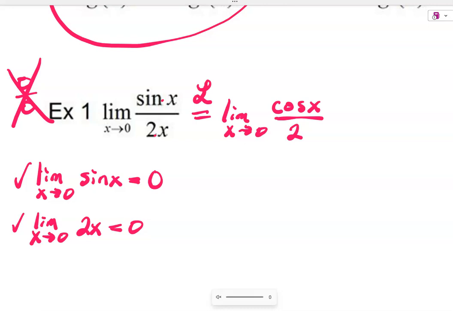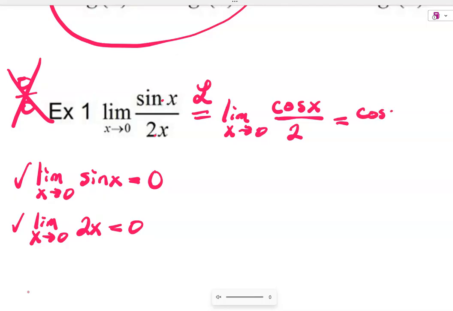You're not doing the quotient rule. You see that? You're going to take the derivative of the top. That's your new numerator, derivative of the bottom. And we can only do that when we get a 0 over 0 or infinity over infinity. Now what? Well, now it doesn't look so bad.